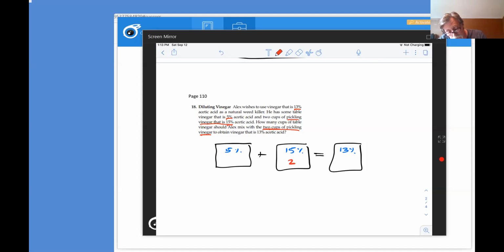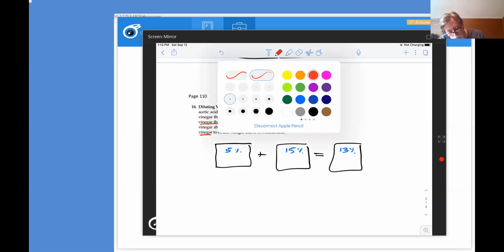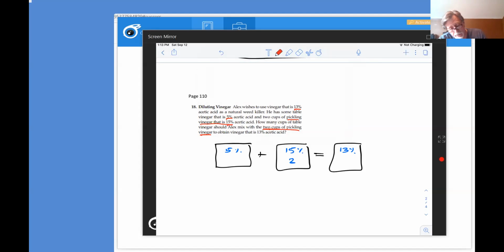Let me put that in blue actually, because those are the knowns. And the unknowns, maybe I'll have a pattern of putting in red. What don't we know? Well, we don't know how much of this, and in fact, that's the question. It says, how many cups of the table vinegar, which is the 5%, does he need to mix with the 2 cups of pickling vinegar to get his mixture right? What I typically do is whatever I don't know, I just go X and I go Y like that. So I actually have 2 variables. That's not so good. We've got to do better than that.